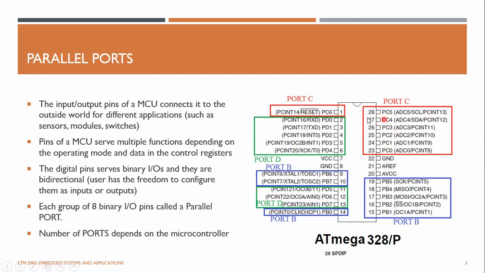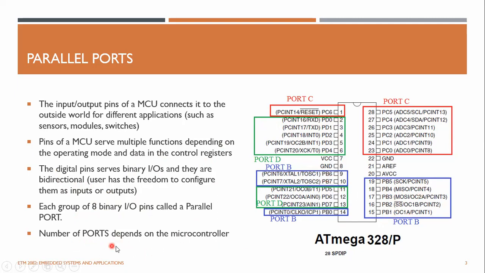Right. So these input and output pins, you can configure them as an input or output by writing to the relevant control registers by using your compiler. So these pins are called digital pins. They are bidirectional. You have the freedom to configure them as either input or output. Like I mentioned, they are 8 binary input-output pins. When you consider them together, we can call it a port, right?